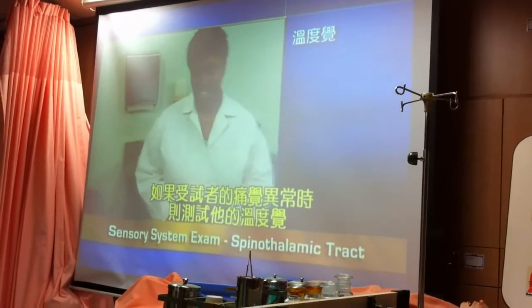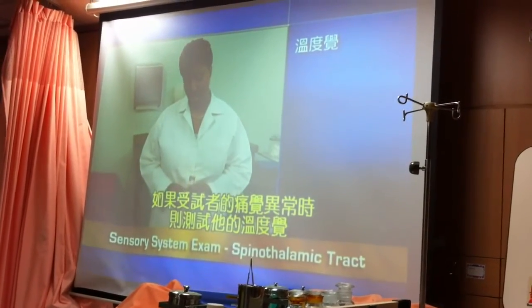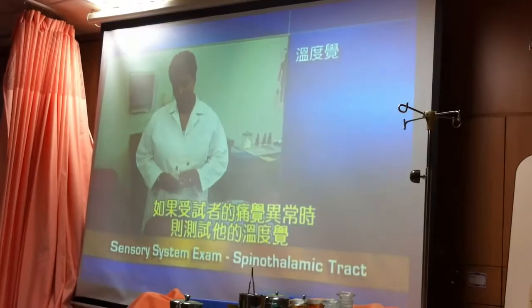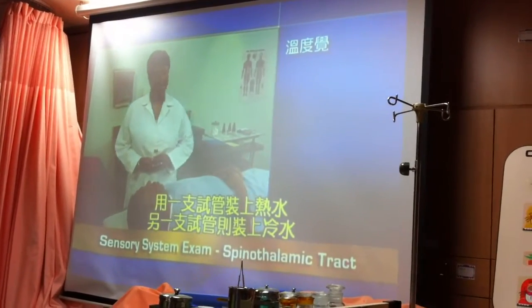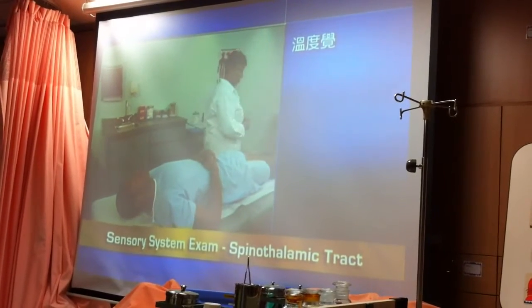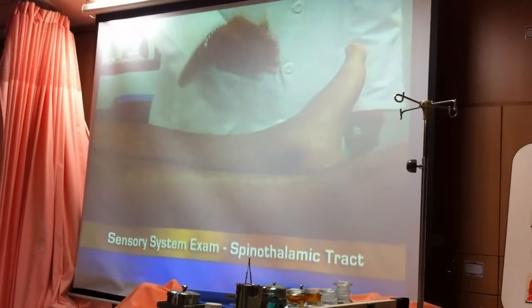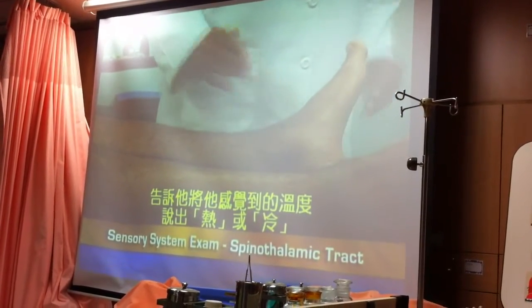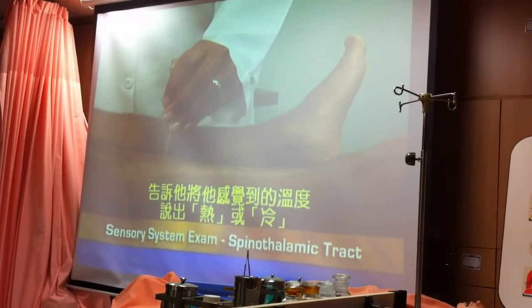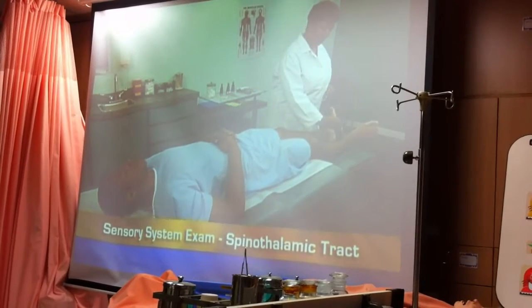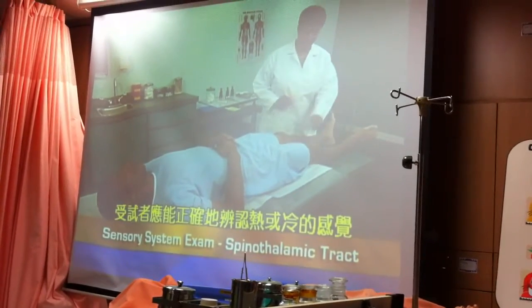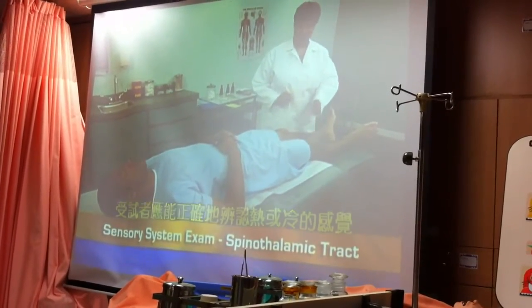If the person's pain sensation is abnormal, test his temperature sensation. Fill 1 test tube with hot water and 1 with cold water. Instruct him to say hot or cold based on which temperature he feels. Then apply the test tubes to his skin randomly. He should be able to identify both sensations correctly.